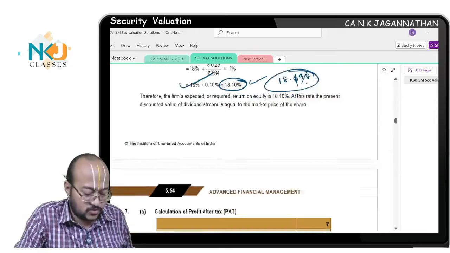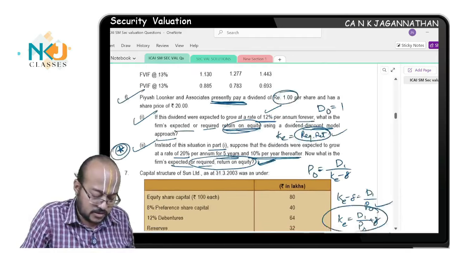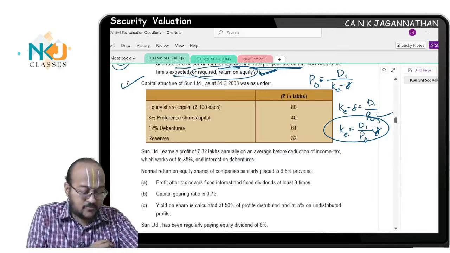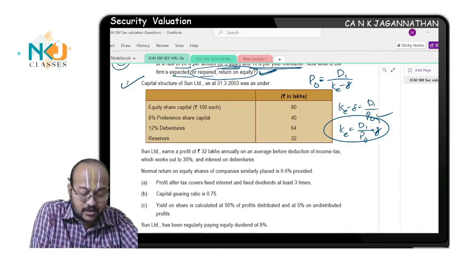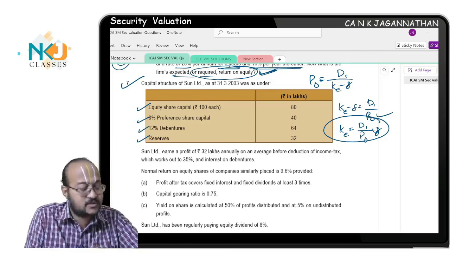Please go through the solution. This is interpolation, they have done the solution. Okay, next. Take question number 7. Capital structure of Sun Limited as at 31/3/2003 was as under: equity share capital given, 8% preference share capital given, 12% debentures, reserves and surplus.